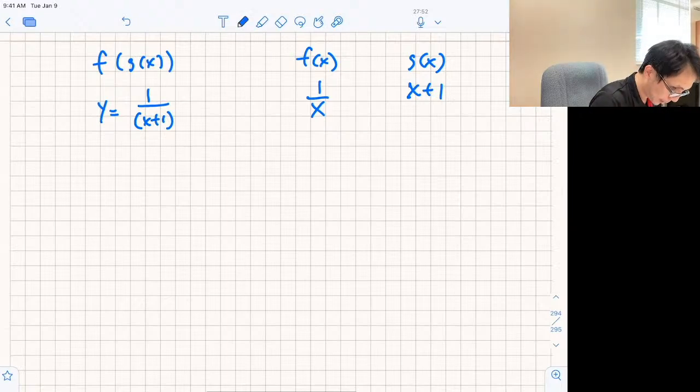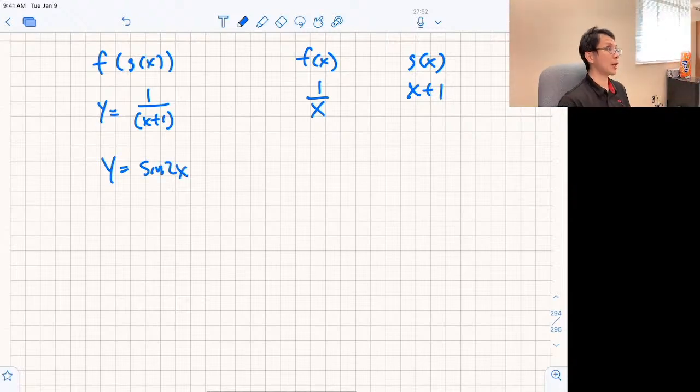Then y is equal to sine of 2x. Besides Kevin, can anybody else tell me what is f of x and what is g of x in this case?